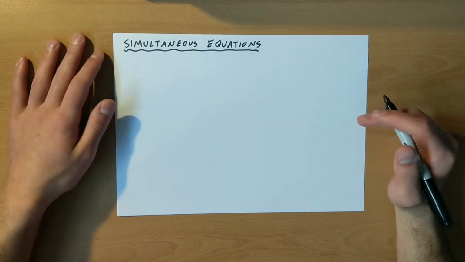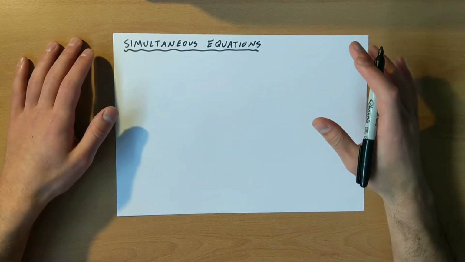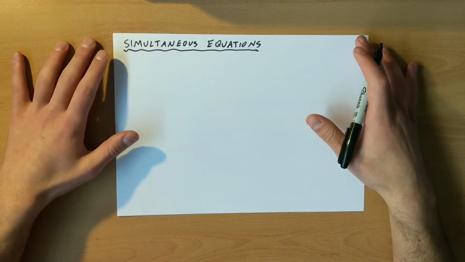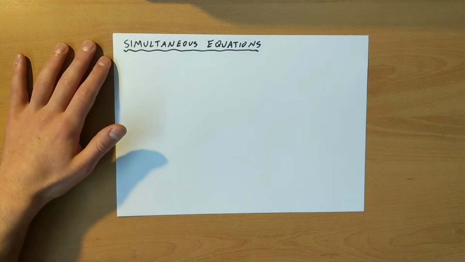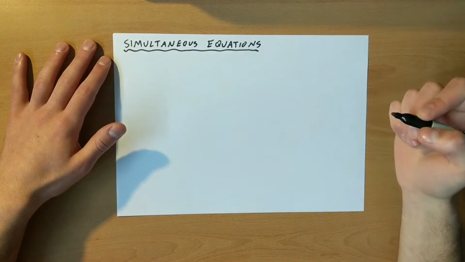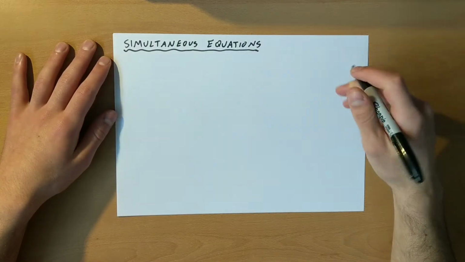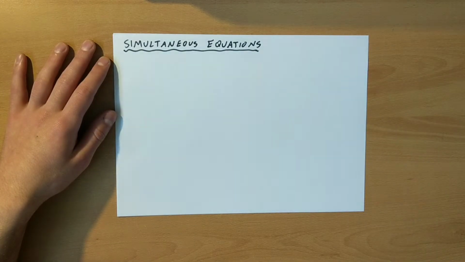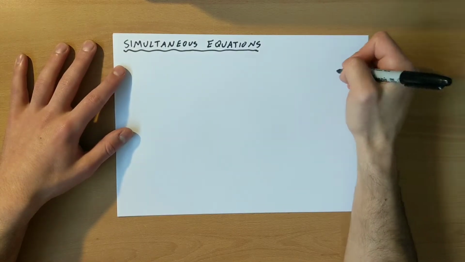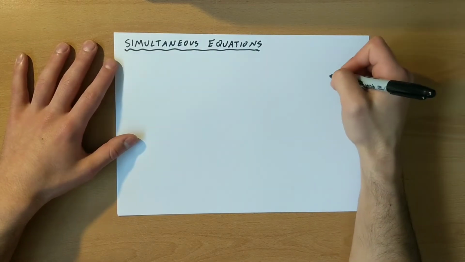The step up from that is the last topic that we're doing in this unit, and that is simultaneous equations, which is the situation where instead of having one linear equation with one variable, I've got two linear equations with two variables, and I can solve them both together. I'll show you an example just to tell you what I mean.